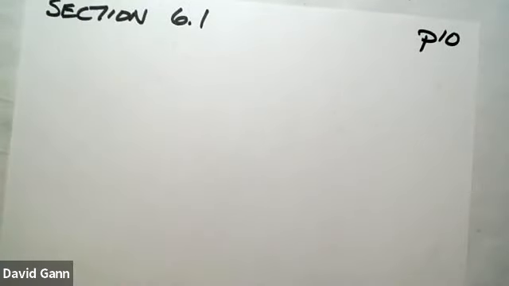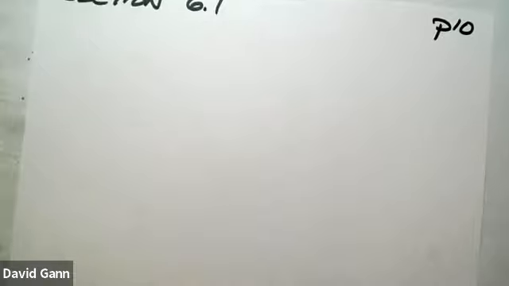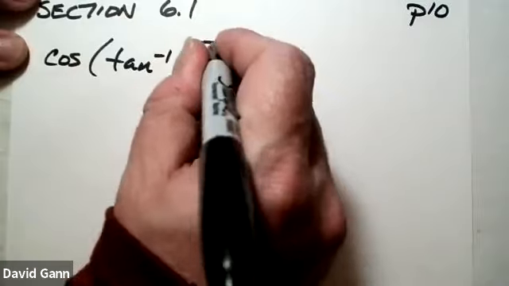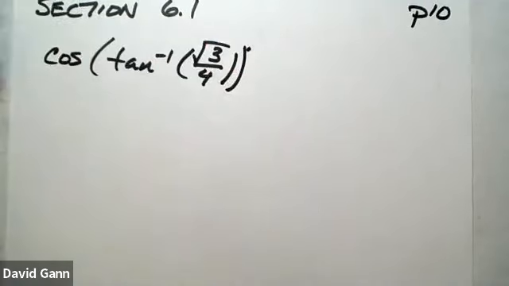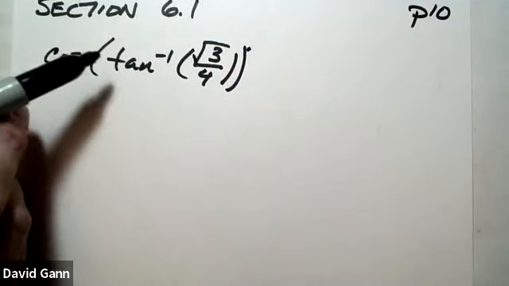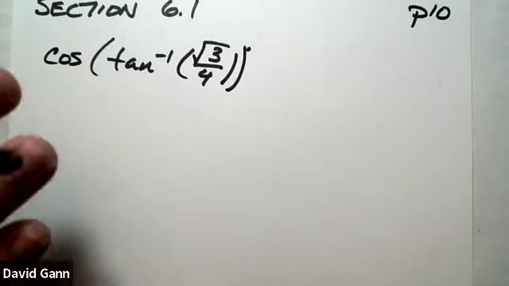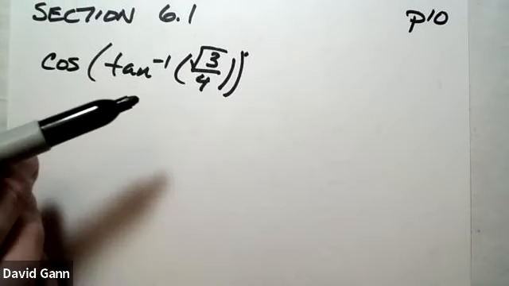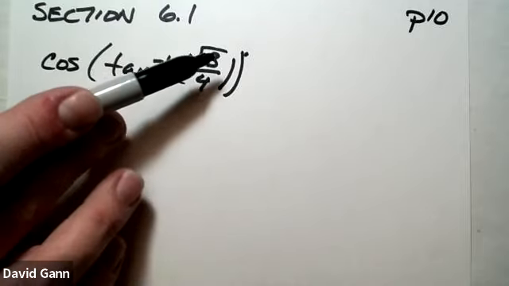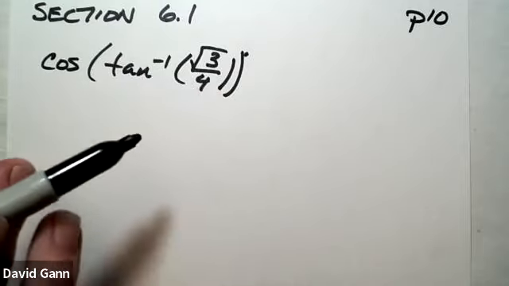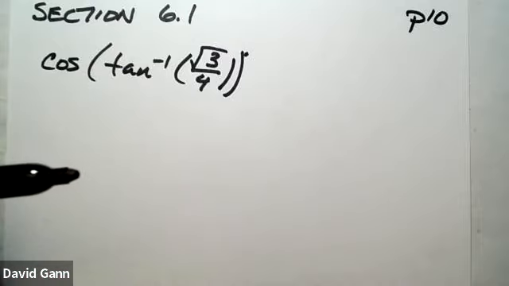Here's where things start to get a little bit interesting. Okay, so let's look at this one. How about the cosine of the inverse tangent of square root of 3/4? Now this doesn't have a known value. We need all of these to have exact answers, right? But I don't know what the angle is that's associated with the tangent being square root of 3/4. I really don't know what it is, but I know that it's an angle in quadrant 1.